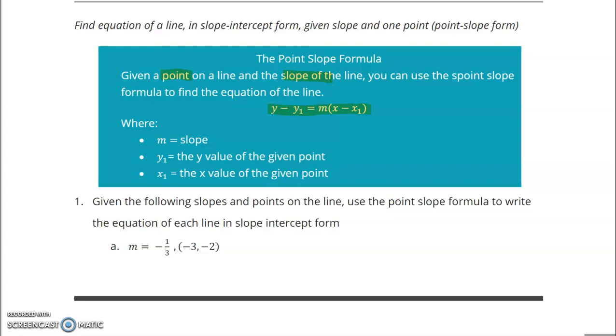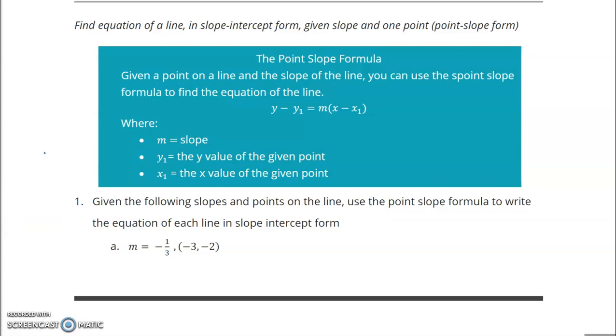M here is the slope of the line, and the x sub 1, y sub 1 are the coordinates of the given point. The y sub 1 is the y value of the given point, and the x sub 1 is the x value of the given point. Again, y sub 1 is the y value of the given point.